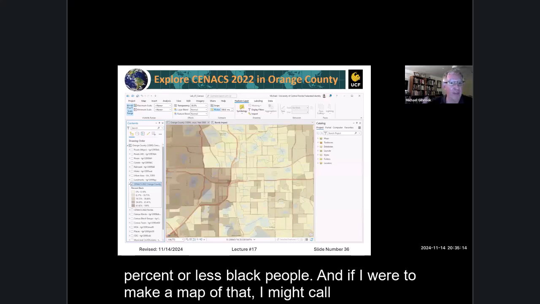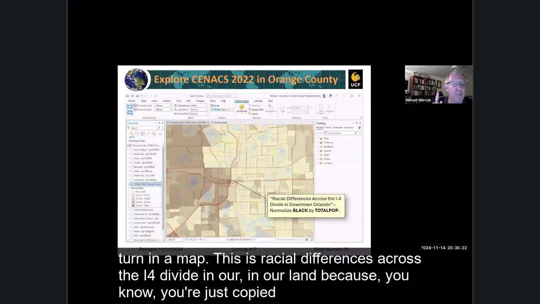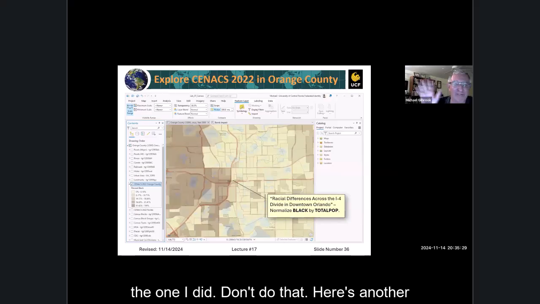If I were to make a map of that, I might call it something like racial differences across the I-4 divide. Now, again, don't turn in a map that says racial differences across the I-4 divide in Orlando, because you just copied the one I did. Don't do that.